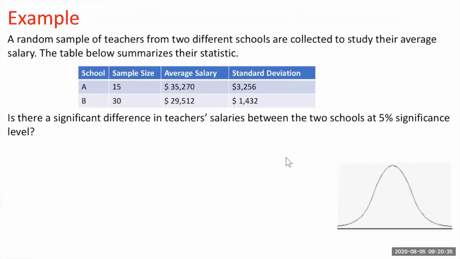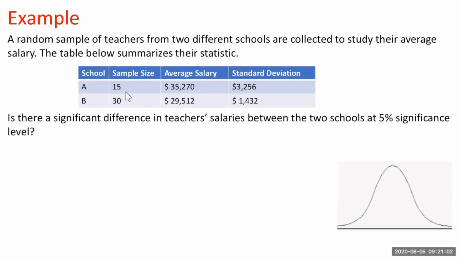Here is that example. It should not be very difficult now. Example: a random sample of teachers from two different schools is collected to study their average salary. The table below summarizes their statistics. There is school A, there is school B. For school A, the sample size n1 is 15.